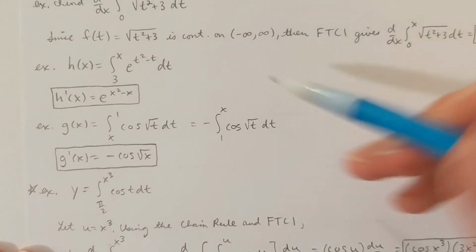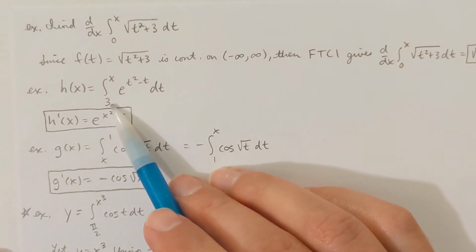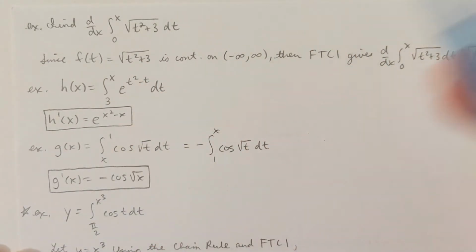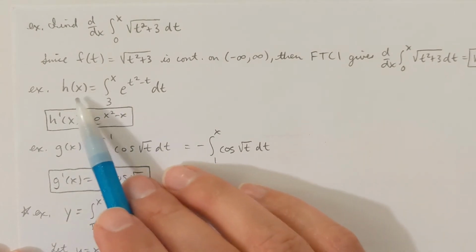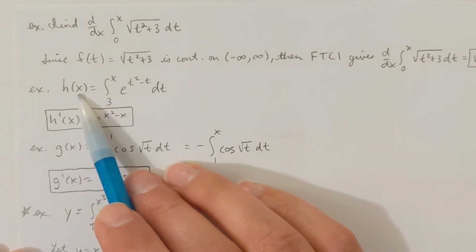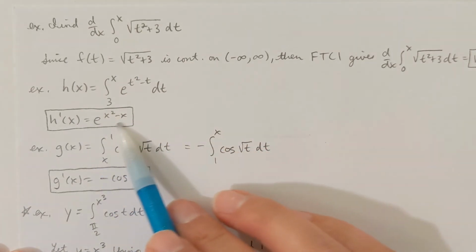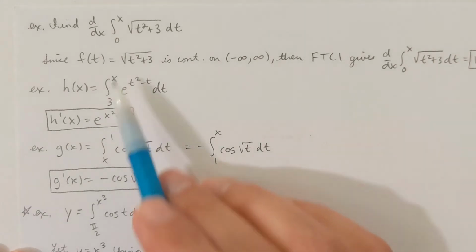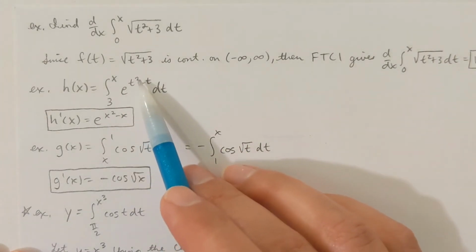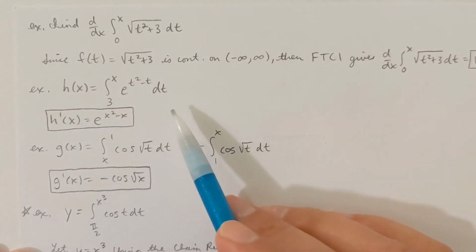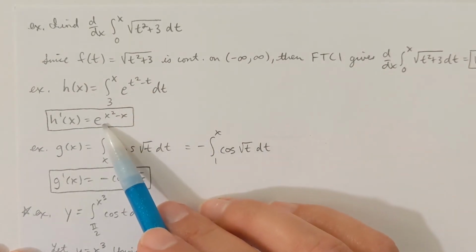Now, in the theorem, the lower bound can be any number. Doesn't matter. It could be 0, it could be 3, it could be 1, it could be whatever. Okay, so here's another example. Suppose that I were to find h prime of x. Well, the derivative of an integral is the integrand, but in terms of x, the upper bound. So all I do is replace t with x, and so h prime of x is e to the x squared minus x.